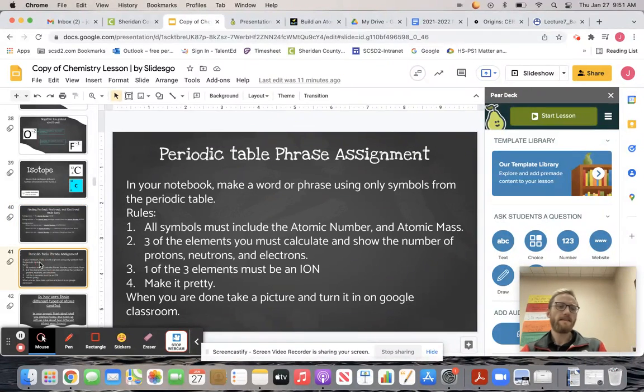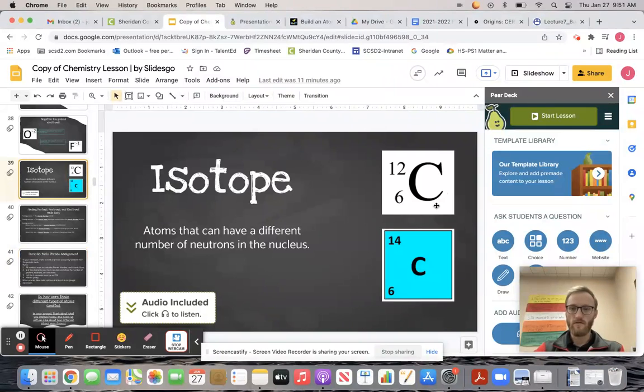And then the last thing that we did, this is kind of our assignment that you'll see on Google Classroom. So all you're doing here is you're looking at the periodic table, and each of them have symbols, right? These letters, so like H. And you guys are just going to come up with some word or phrase. Somebody spelled rhino, right? Only using those symbols. So all the symbols must include the atomic number and atomic mass when you write them. So just meaning it needs to look like this, okay?